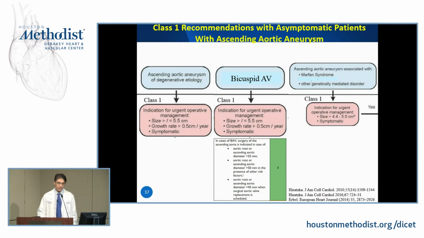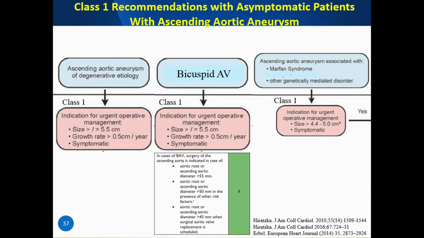Now, when it comes to when you treat these patients, this is actually kind of new stuff that I came across. First of all, when you're dealing with the ascending aorta, treatment is at 5.5, or if they're symptomatic or the growth rate is very fast.